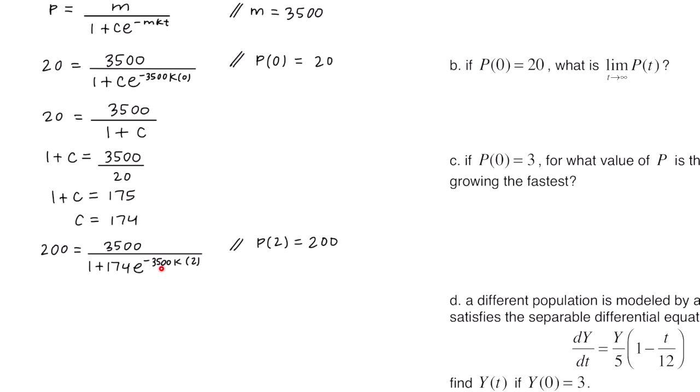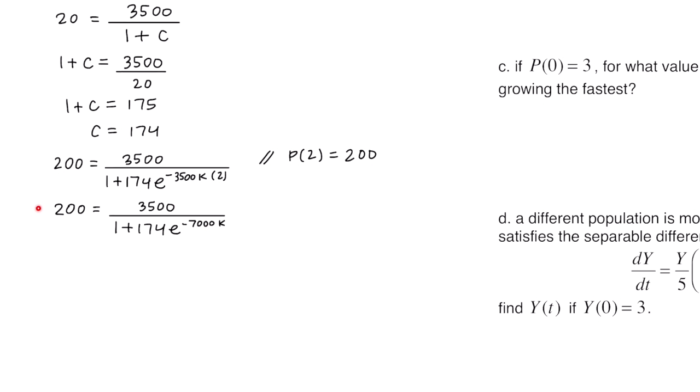First thing I want to do is multiply this negative 3,500 by 2. And we're going to do the same thing. This is a proportion. So this entire expression, we're going to move it up to the left, and we're going to bring this 200 down to the right. Next, we're trying to solve this equation for k. So we want to get k by itself.